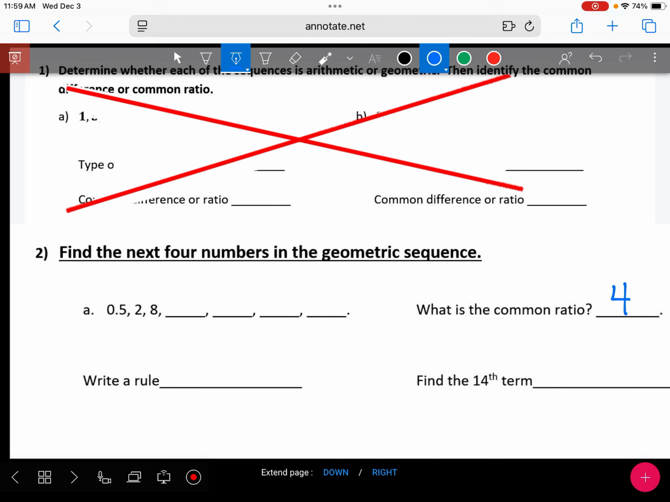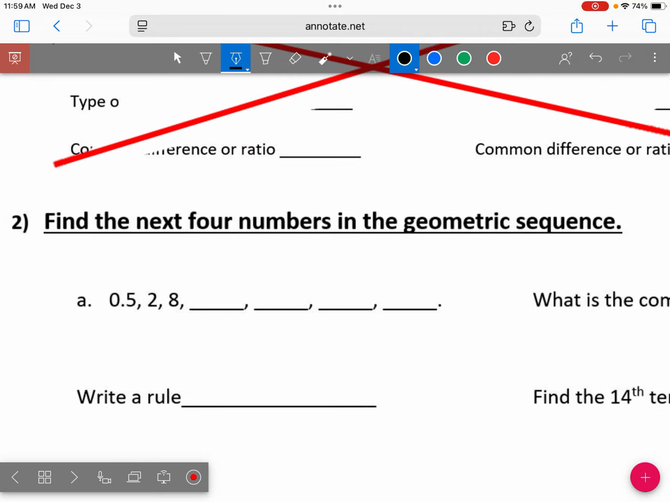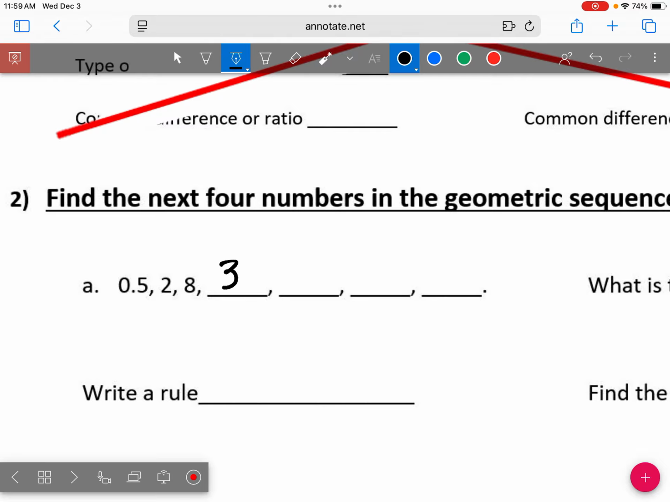All right. So if I'm multiplying by 4, let's pick up our calculators and keep multiplying by 4. So what is 8 times 4? 32. Now take 32 times 4. What is it? 128. Now take 128 times 4. 512. And then take 512 multiplied by 4. 2048.